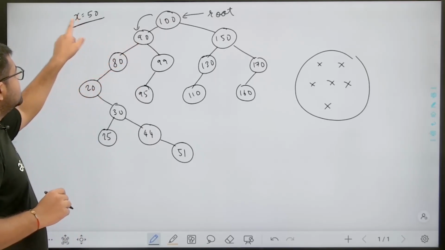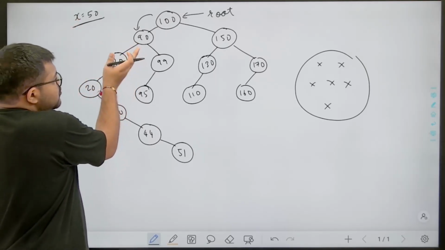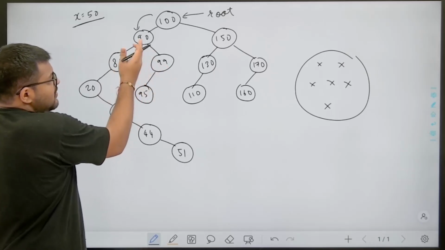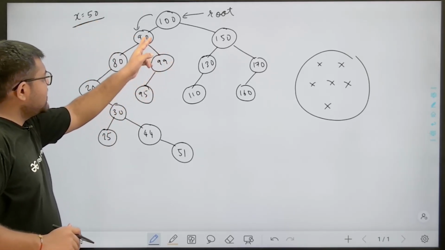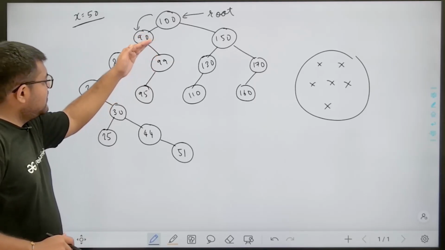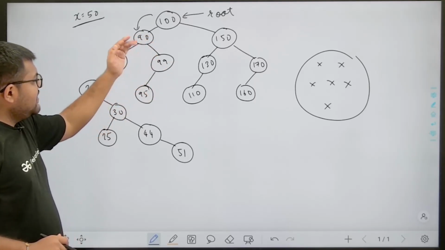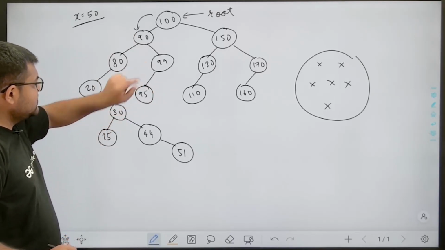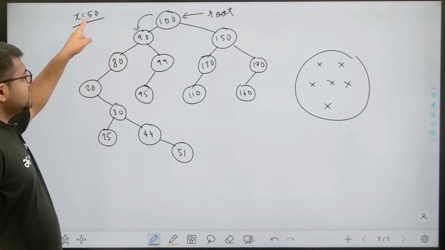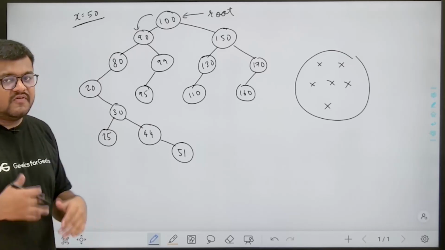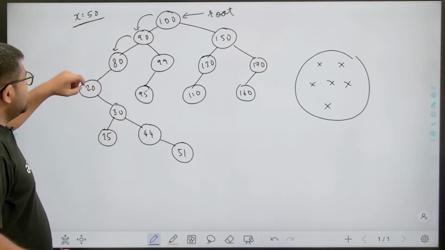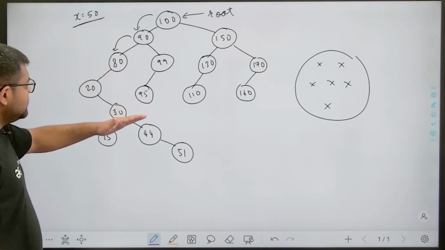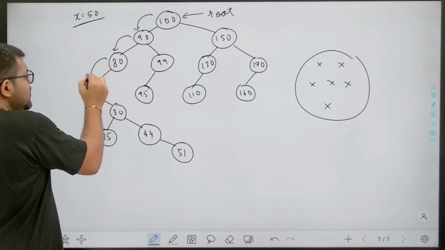Now 90 is greater than 50, so the nodes on the right subtree of 90 will also have value greater than 50 because these values are greater than 90, right? The right subtree nodes of 90 have values greater than 90, that is 95 and 99, and 90 is greater than 50, so these are also greater than 50. We do not want them, so we will come to the left. 80 is greater than 50, so we will ignore the right subtree of 80 and still come to the left.